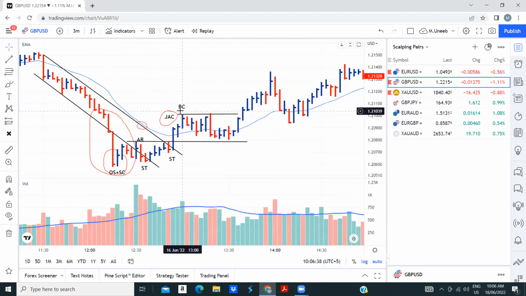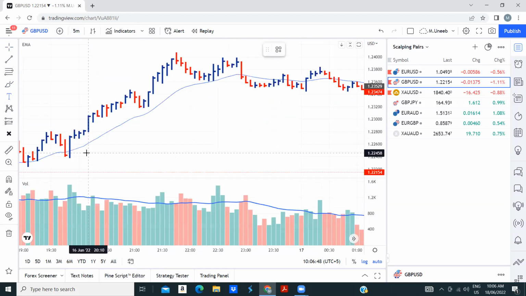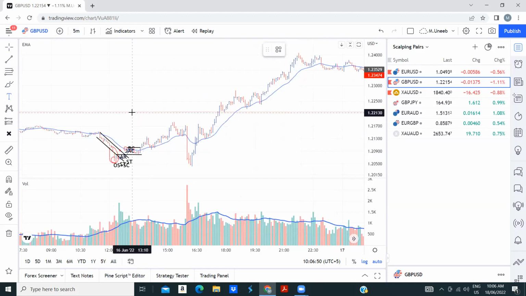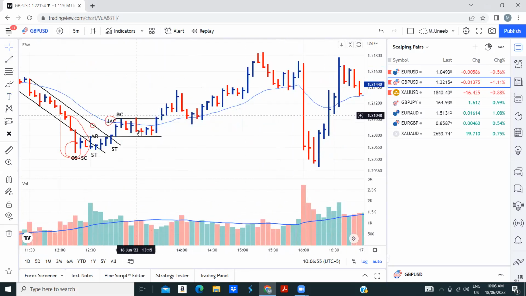Okay, this is the jump across the creek. So this and this one is what? This whole process is what? This whole process, if I just move to the 5-minute chart, okay, 5-minute chart, you can see this process. Can you see?